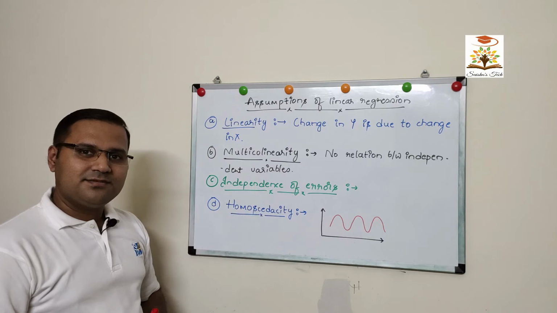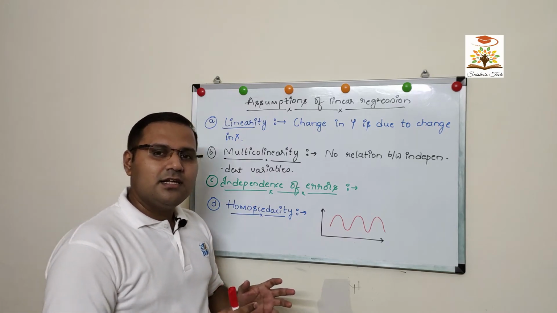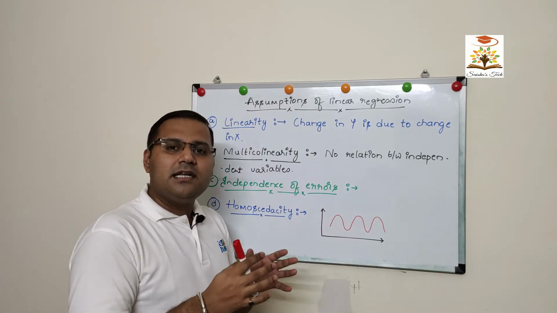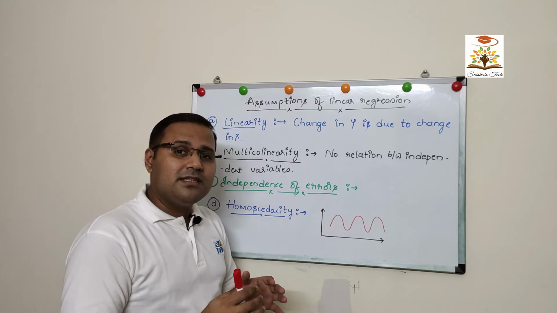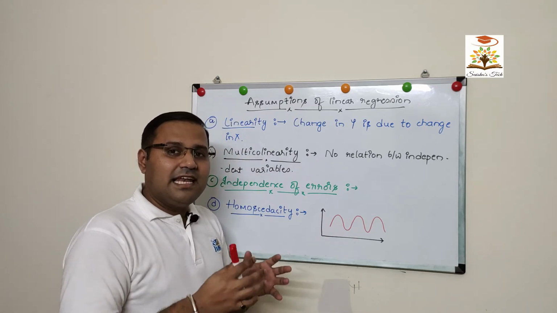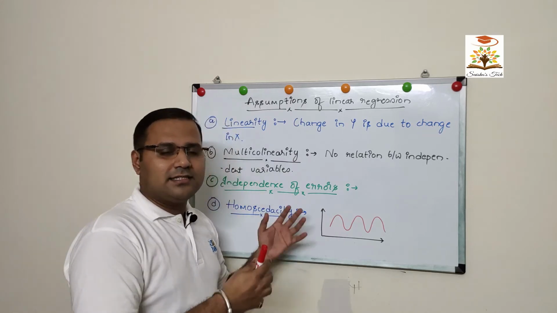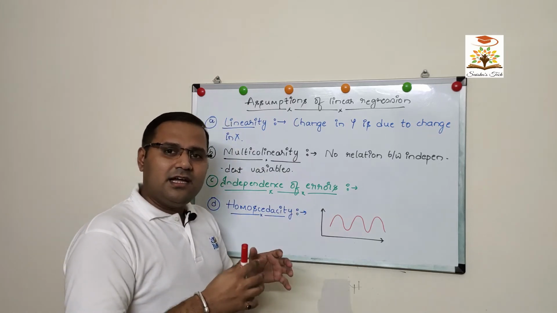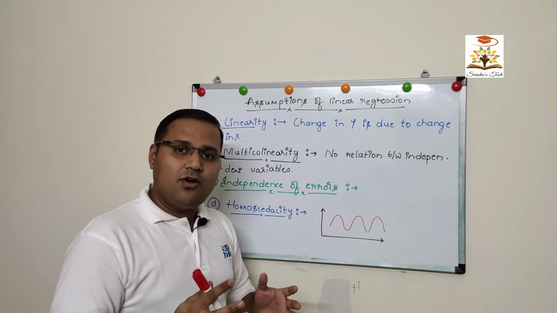Independence of errors, which means there should not be a linear relationship between the residual errors. And the lack of this assumption in the residual errors is known as autocorrelation.